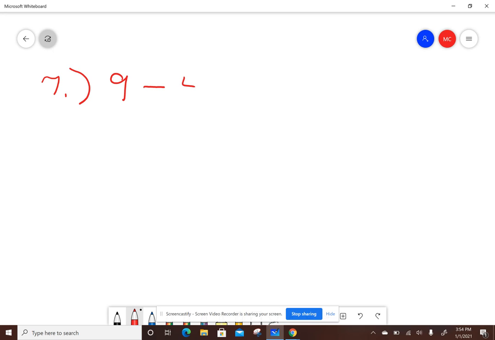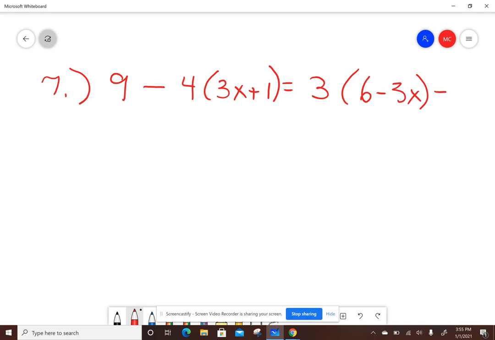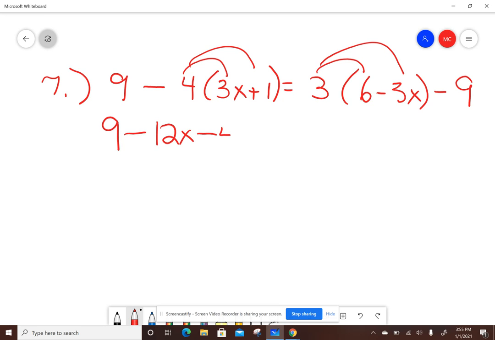9 minus 4 times 3x plus 1 equals 3 times 6 minus 3x minus 9. Okay, again, first thing I do is distribute. So 9 minus 12x minus 4, notice the 4 was negative and I distributed it, equals 18 minus 9x minus 9.